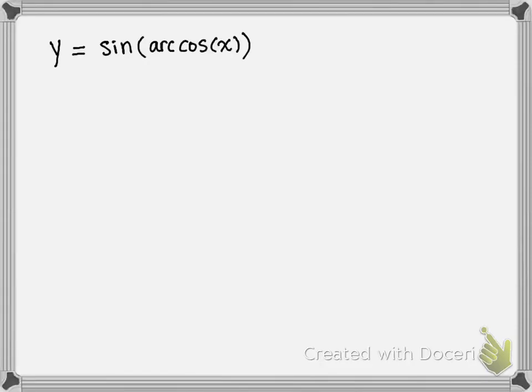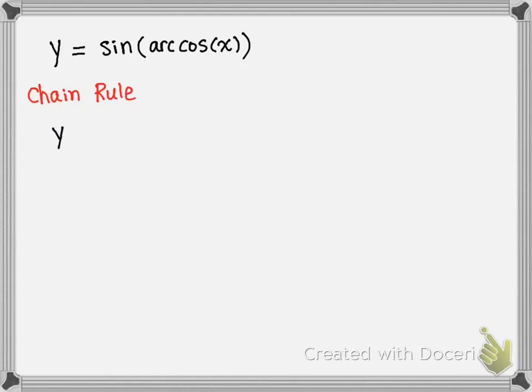When we take the derivative of functions such as y equals sine of arc cosine of x, there are several routes to go. You can apply the chain rule, or you can simplify the function and find the derivative of the simplified function. So we can try both routes. Okay, so first we can use the chain rule. And the reason is because we have a composite function.